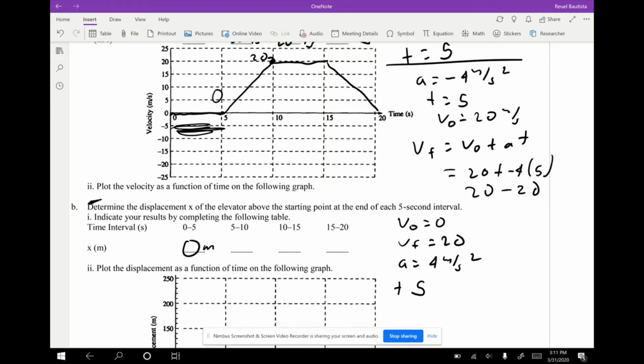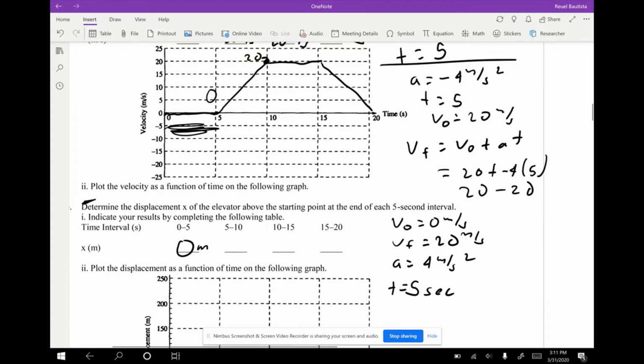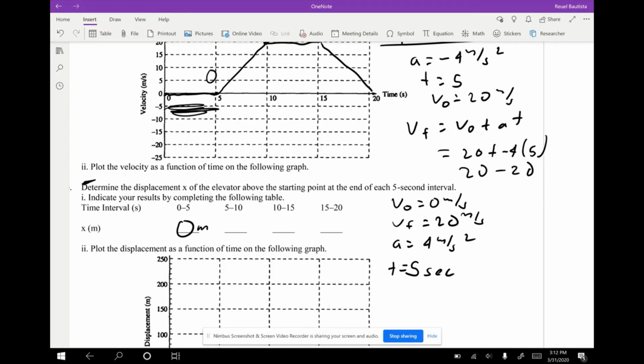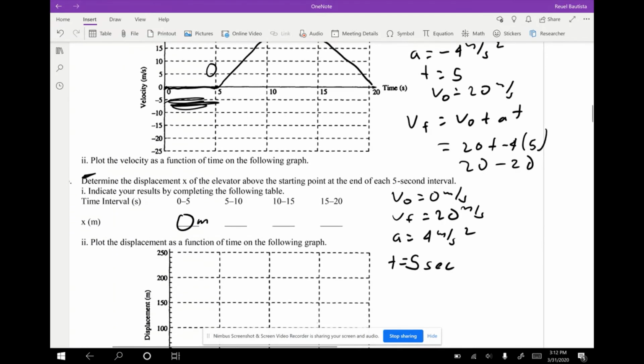Plus 1/2. Acceleration is 4. Time is 5 squared. Okay, and we're going to get 5 times 5 is 25, times 4 is 100, divided by 2 is 50. So the change of x during 5 to 10 seconds will be 50 meters. Okay, that's it. That should be pretty simple.